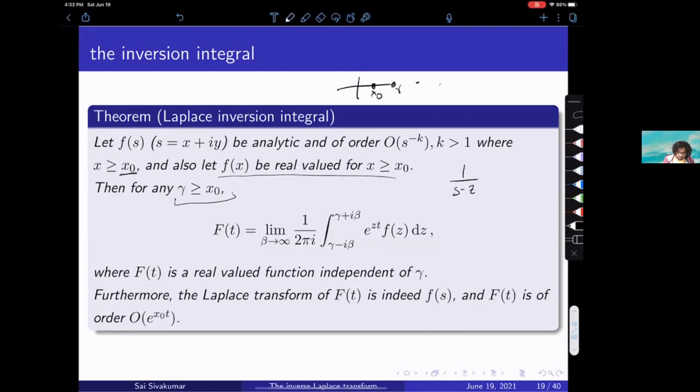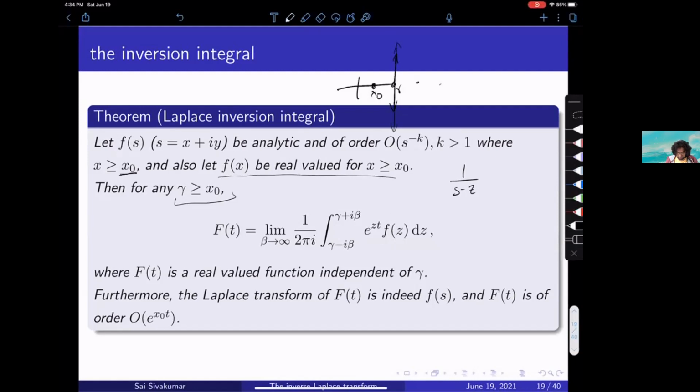Any gamma greater than x naught, then we can take the inversion integral like this over that line. So, the limit as beta goes to infinity, 1 over 2 pi times the integral from gamma minus i beta, which is from the bottom, and then to gamma plus i beta, which is going to keep going up along that line. And then we're going to take it for this term, e to the zt times f of z. And so what you'll get is what you'd expect, a real valued function.